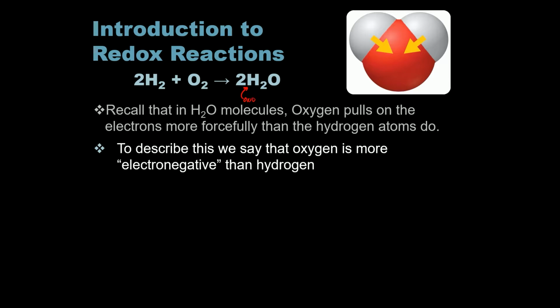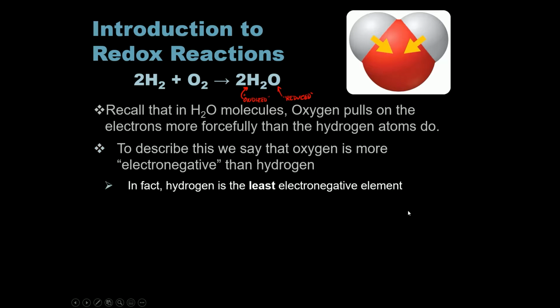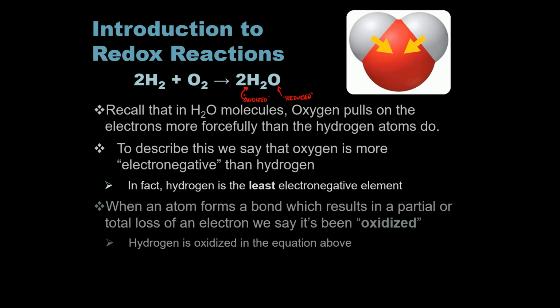Now, I mentioned in the Properties of Water video, I think, that the reason why oxygen does this is because it has a property called electronegativity. Oxygen has a high electronegativity. It pulls on electrons. It's greedy for electrons. And hydrogen has a low electronegativity. It tends to give them up. In fact, hydrogen is the least electronegative element in existence. So, whenever hydrogen is involved in any kind of bond, it tends to lose its electrons.